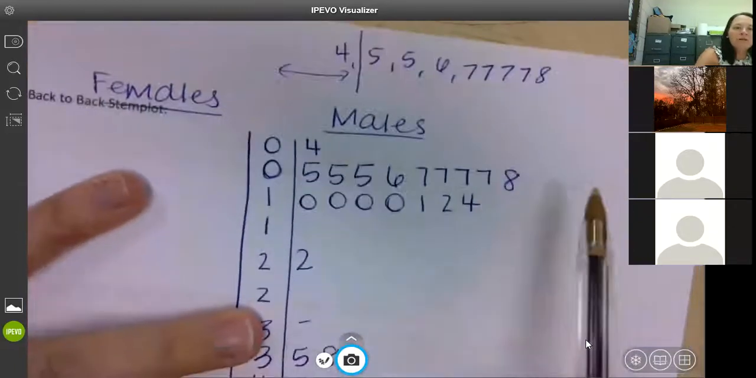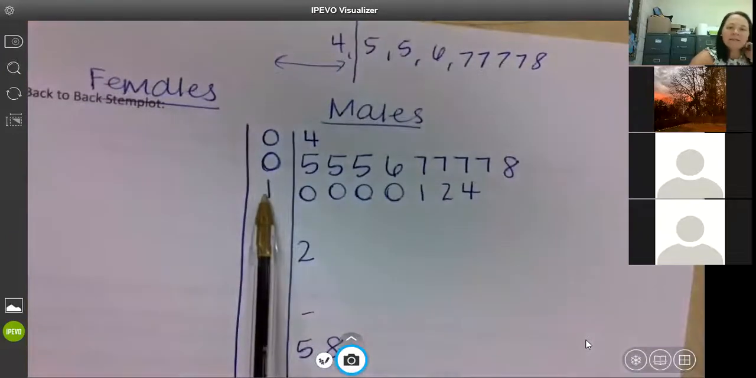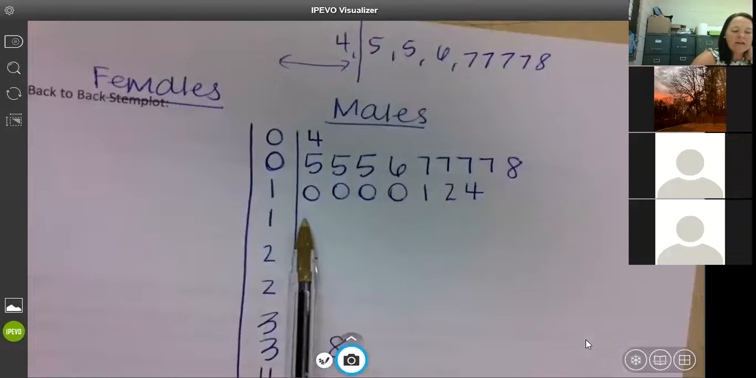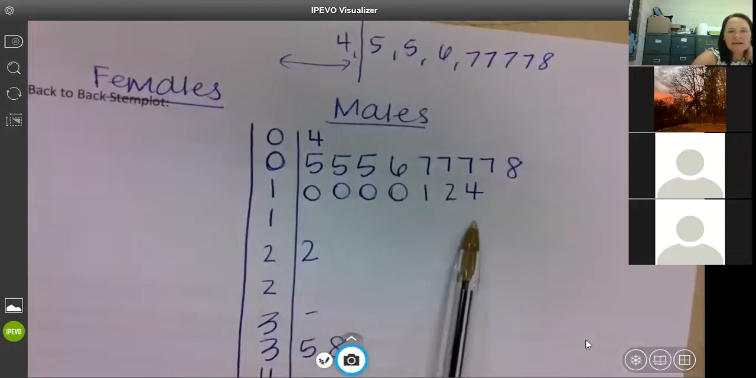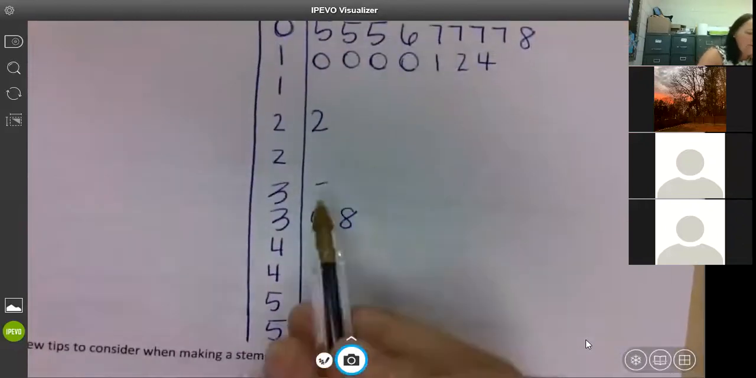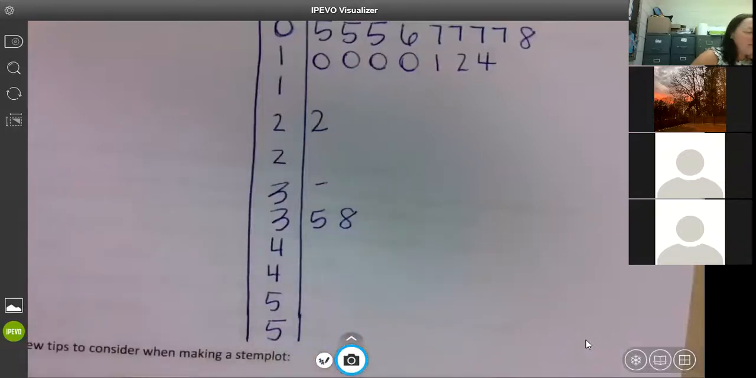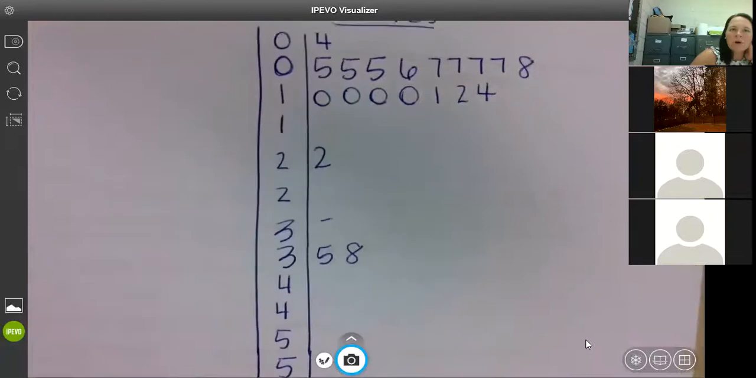Then we moved to the tens digit. Same thing, 0 to 4, but then we move here. They didn't have any 15, 16, 17, 18, 19. When we go to the 40s and 50s, they didn't have any. The females will probably make more sense because they have more numbers, okay?